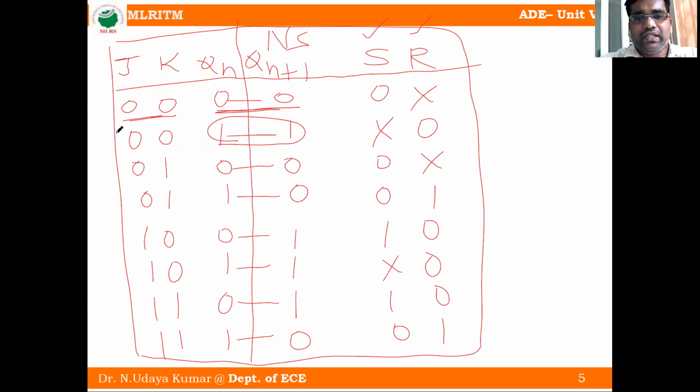Okay. So this one is Qn. This one is JK. First this one is 0, 0, 0, 1, 1, 0, 1, 1, 0, 1. Okay. Now we will find the expression for S. S means first we will take this one. How will we get this one?